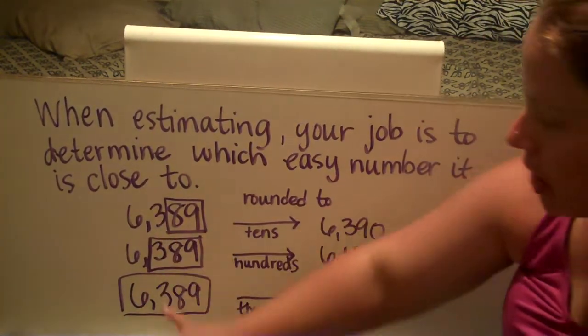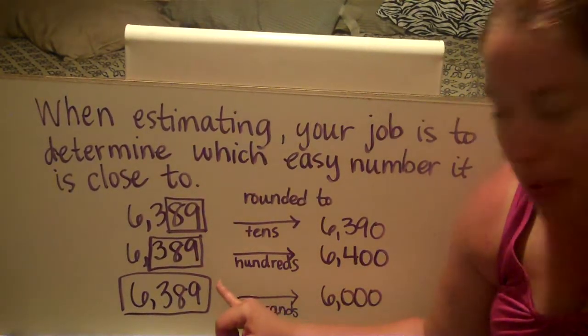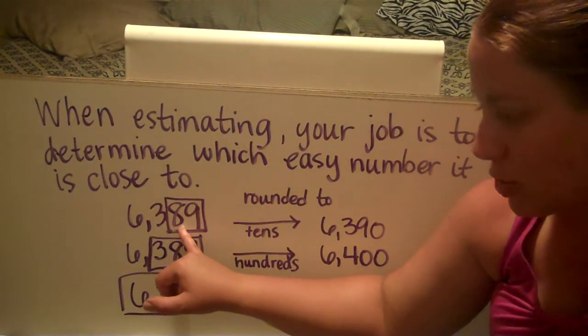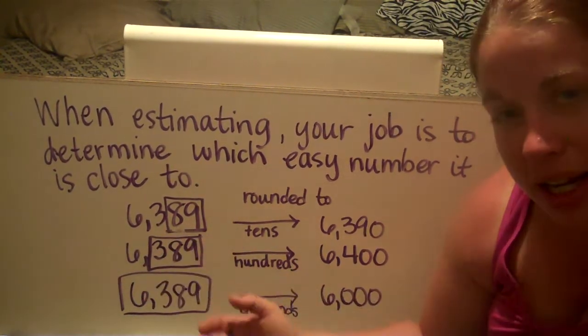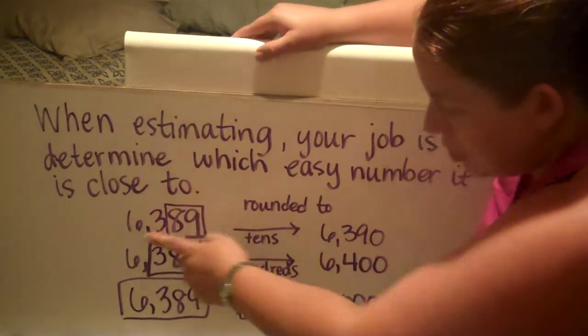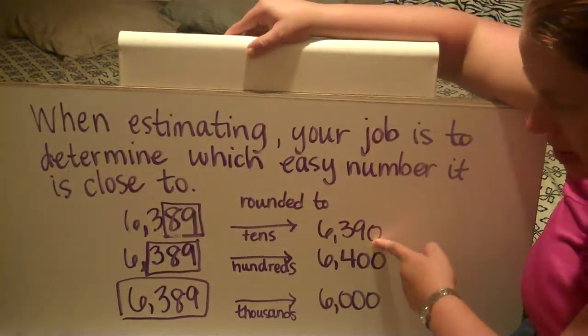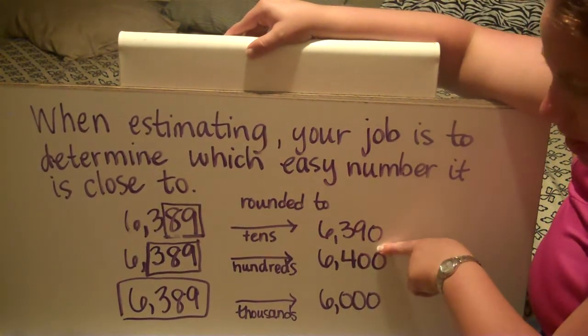So I have a number in the thousands, and if I wanted you to estimate it to the tens place, you're going to look at the tens, which is the 8, and everything after it to make 89. Well, I know that 89 is rounded to 90. So I'm going to keep the 6,300 and put 90 instead of 89 to make my rounding 6,390.